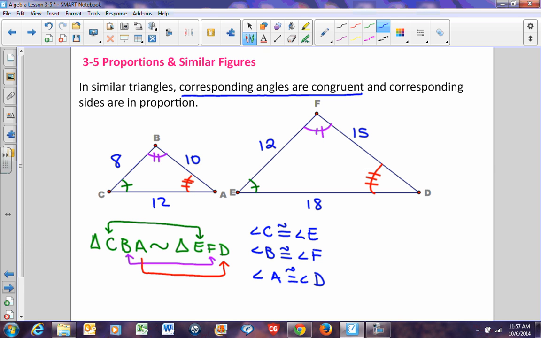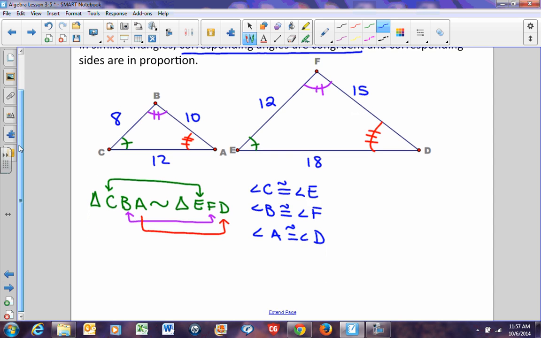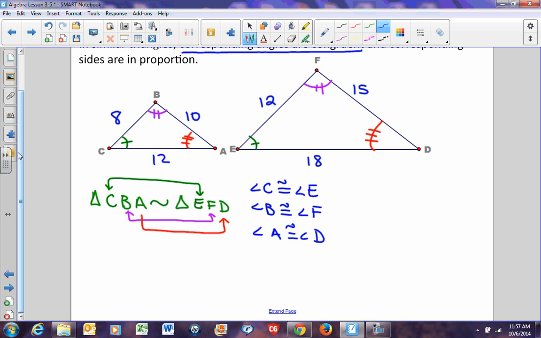To see if the corresponding sides are in proportion, we have to have the corresponding sides. So if we were to look at this figure for a second, side CB here corresponds to side FE. So if I have CB, which is a line segment, it corresponds to EF. Okay. Now let's look at those proportions. Let's look at those ratios.